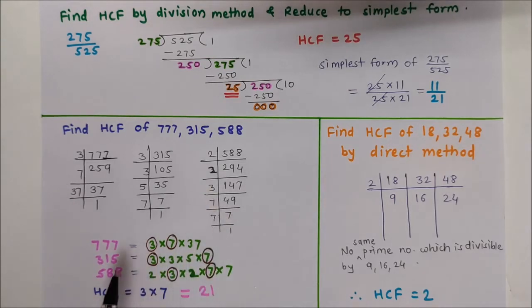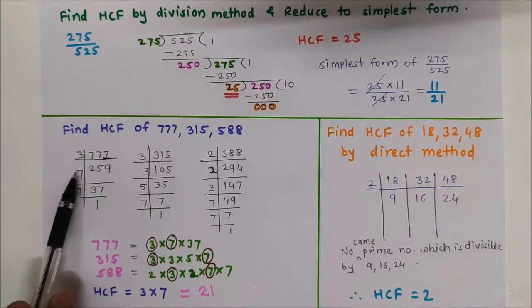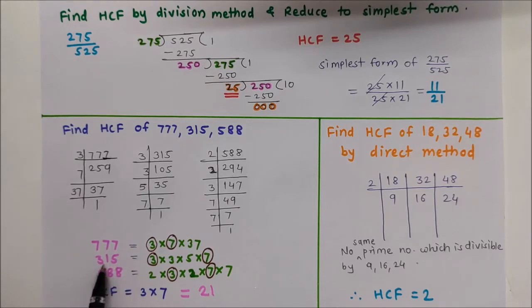7 1s are 7. So the prime factors of 777 are 3 into 7 into 37. The prime factors of 315 are 3 into 3 into 5 into 7. The prime factors of 588 are 2 into 2 into 3 into 7 into 7. So we check that 3 is a common factor. Also 7 is a common factor. So the HCF of the given numbers is 3 into 7. So 3 7s are 21.